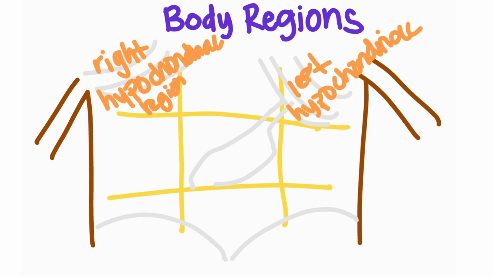hypochondriac. And then in between, we have the epigastric region, and this is really easy to remember because the stomach is right here. So epigastric, well, epi is above or on top, and so epigastric would be on top of the stomach because gastric means stomach.